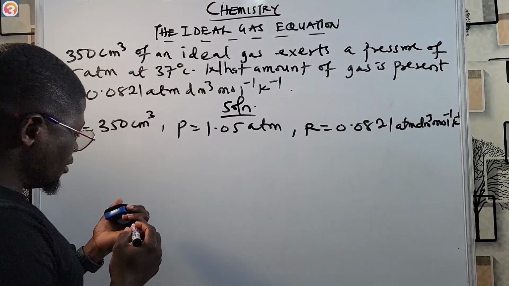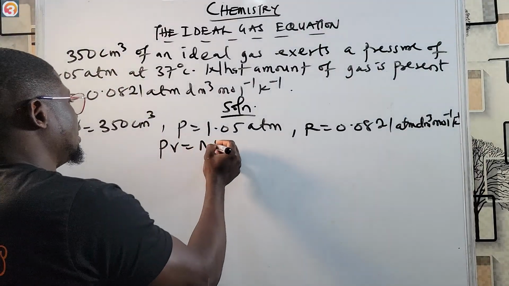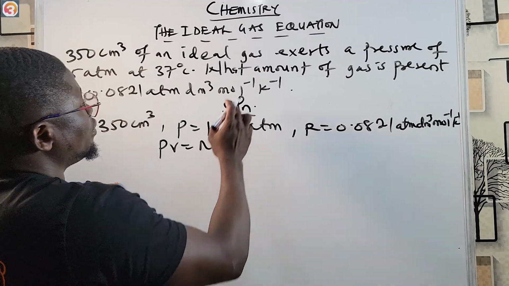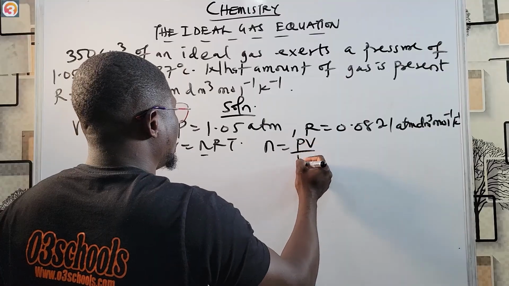All right. So now we bring our formula. Our formula is PV equals nRT. And of course, what are we looking for? Amount of gas. We're looking for n. That means n is equal to PV over RT.